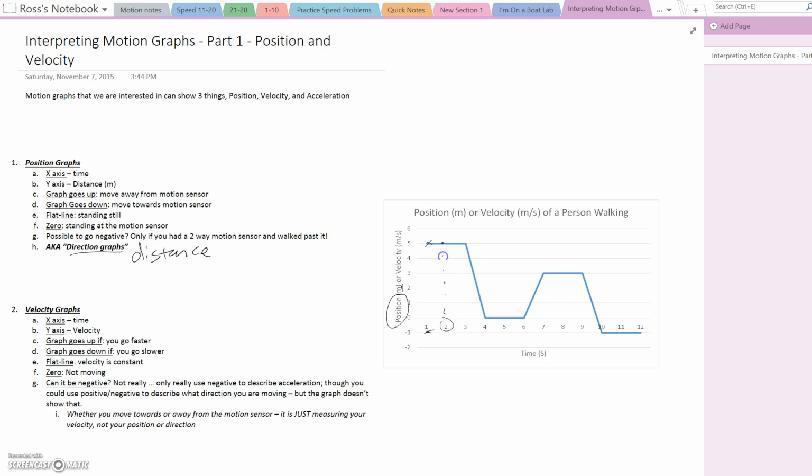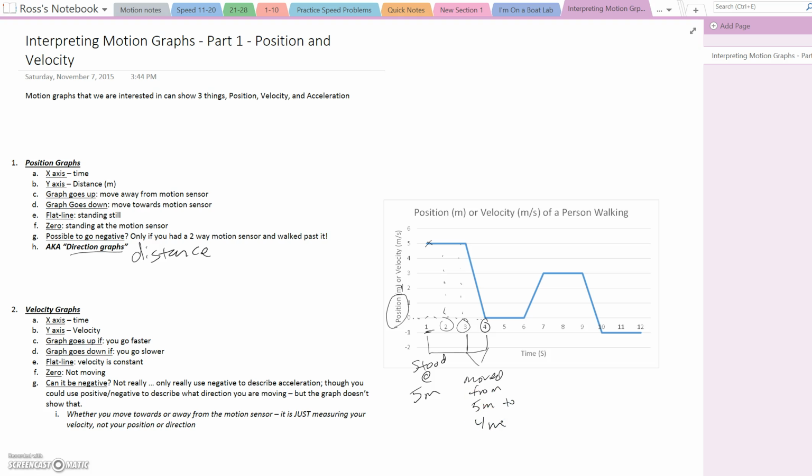Second 2, we are still at 5. Second 3, we are still at 5. So what did we do between seconds 1 and 3? Between seconds 1 and 3, you stood at 5 meters. You didn't do anything. Really, you were standing around. Between seconds 3 and 4, now let's look at that. At 4, you were at 0 meters. So between seconds 3 and 4, you walked from 5 meters to 0 meters.